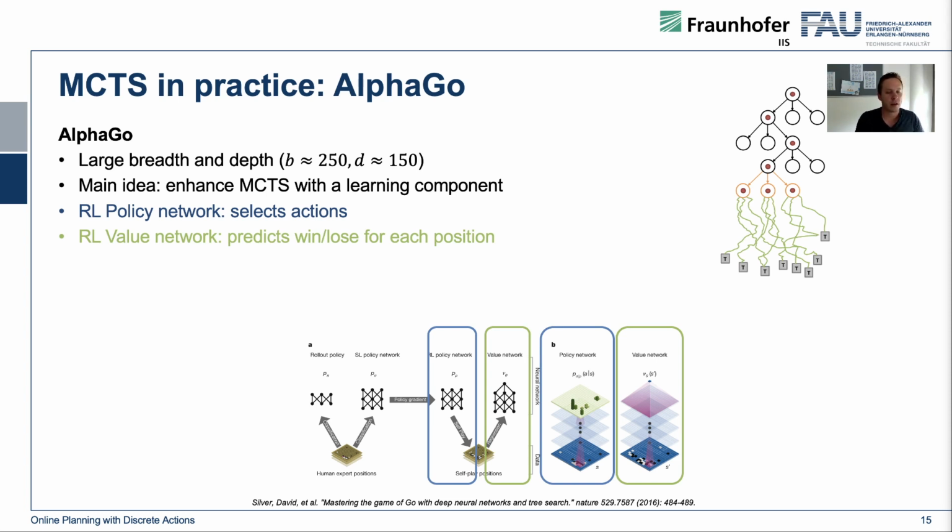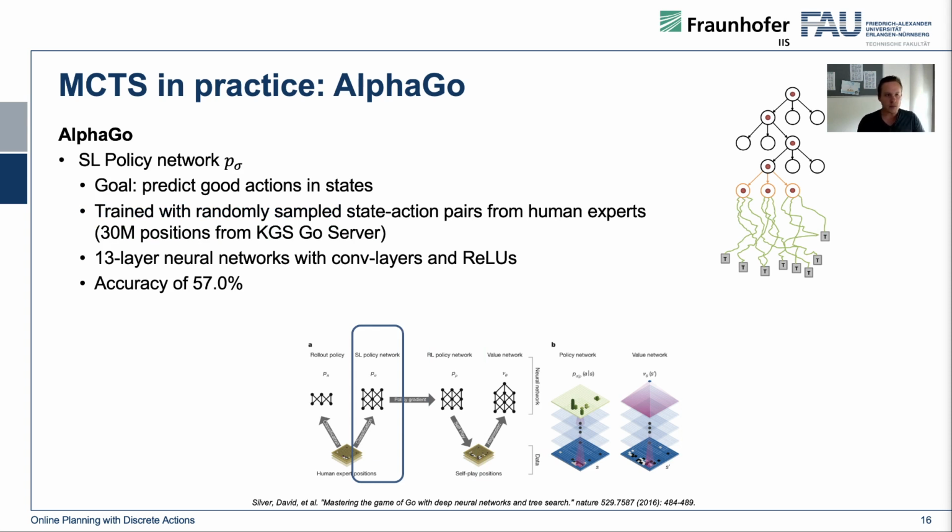And there's a tricky way of initializing them. In the beginning, to keep the ball rolling, we train the policy network, the network that takes in board states and outputs an action. We train this using human expert positions. In these cases, they took positions from the KGS Go server. This is something that already existed before, and they randomly sampled state-action pairs from human expert moves.